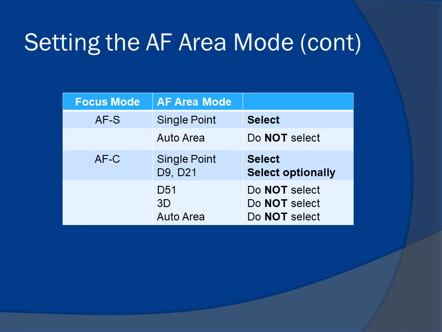Setting the AF area mode. If you set the focus mode to AFS, the area mode must be single point. Do not use auto area. If you shoot AFC, the selected area mode should be single point, D21 or D9. Do not use D51, 3D, or auto area.